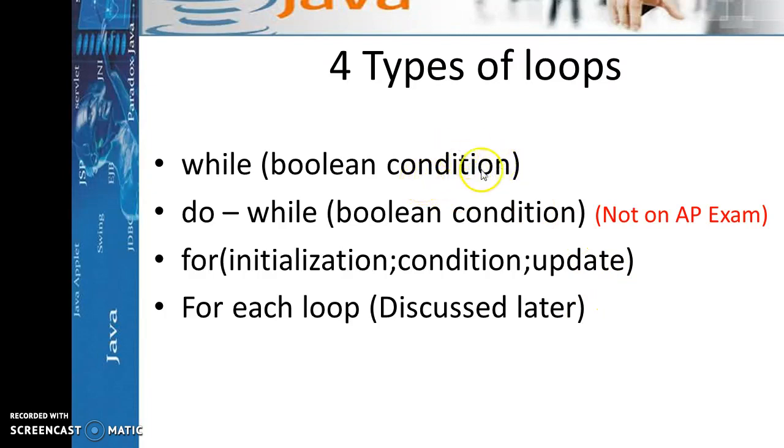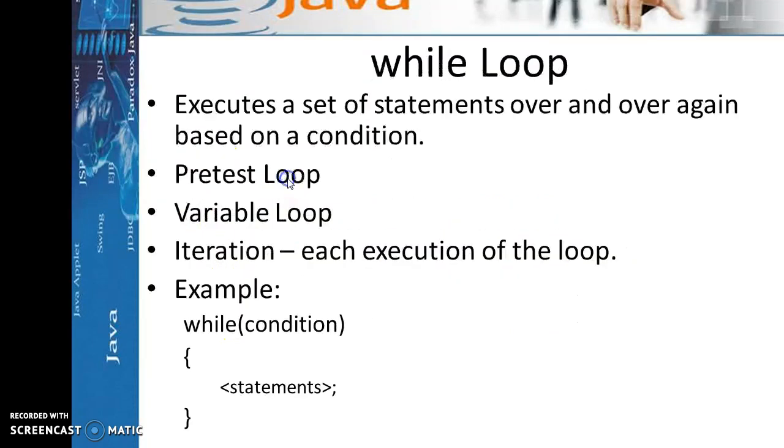Okay, and again, remember there are 4 types of loops: while, do while, for loops, and there's a for each loop, which will be discussed later. The do while is actually not part of the AP exam. The while is, and the for is, and the for each loop. So let's get started. Again, we talked about the while loop.